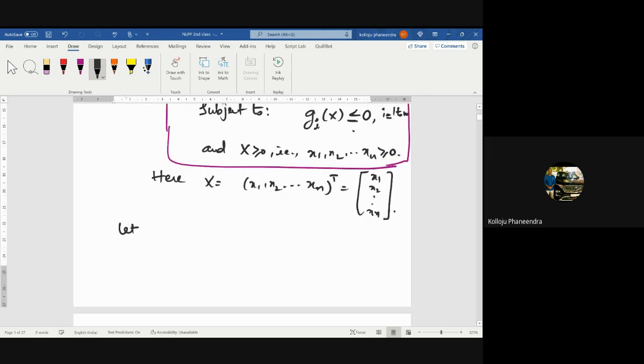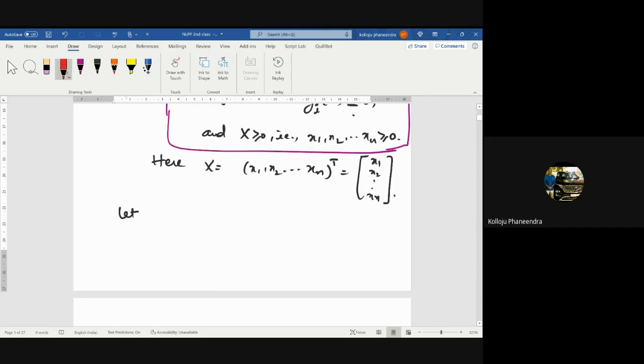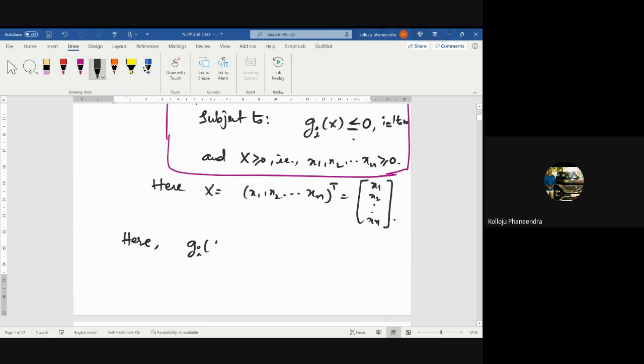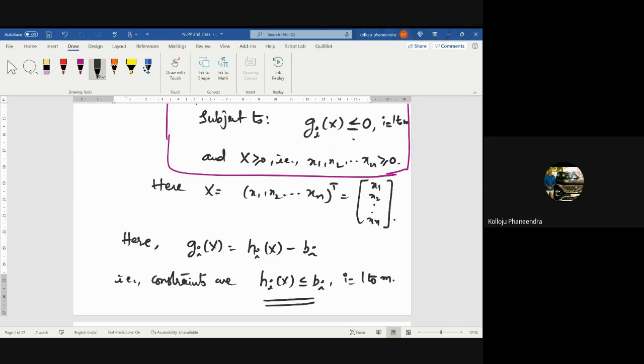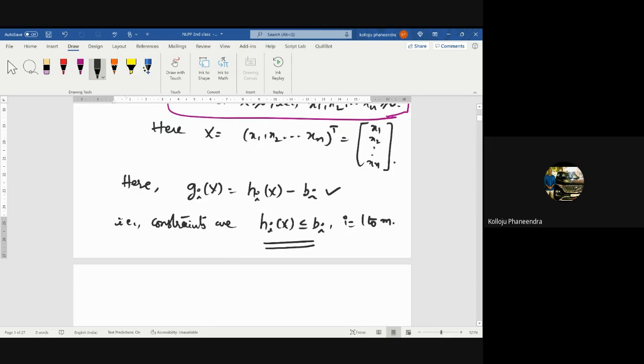Before that, as usual in Lagrange's method, our assumption is gi of x less than or equal to 0. Here, gi of x is nothing but hi of x minus bi. The original constraints are hi of x less than or equal to bi. These original constraints are transformed by taking gi of x as hi of x minus bi, so the constraints become gi of x less than or equal to 0.